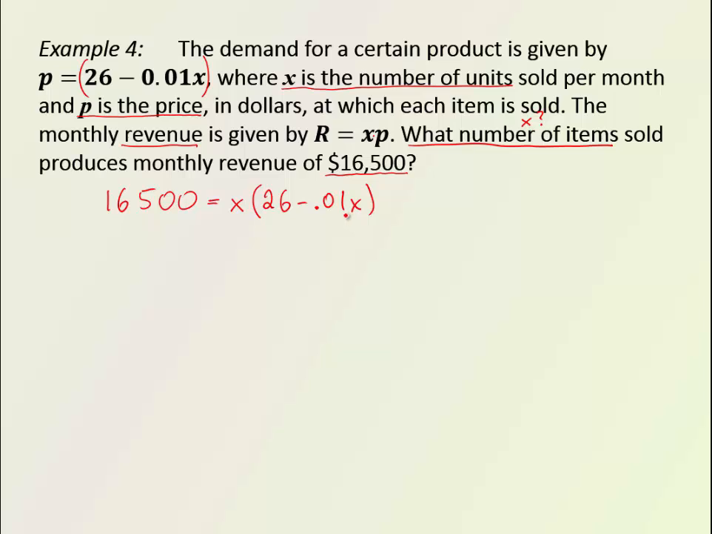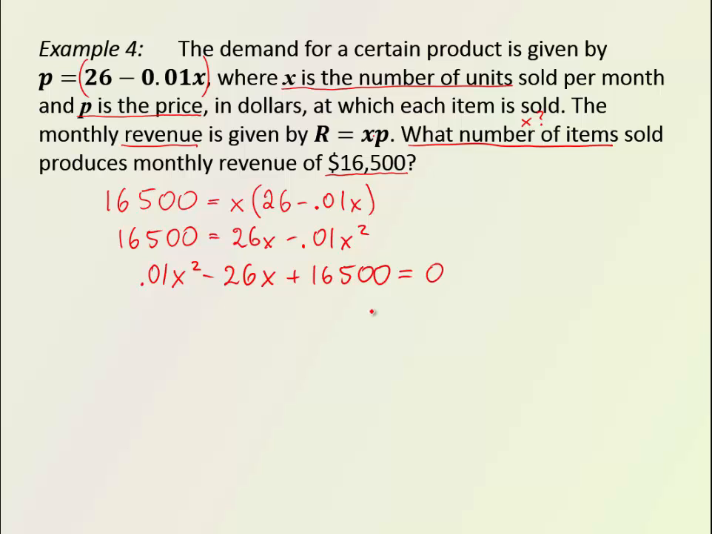The first thing to solve such a quadratic equation would be to multiply through the bracket and arrange all the terms in decreasing order of exponents. So we have here 26x minus 0.01x squared equals 16,500. If we move the x's to the left, then we end up with 0.01x squared minus 26x plus 16,500 equals 0. So we have a typical quadratic equation, and because the coefficients are not very friendly, we are going to use the quadratic formula to solve for the roots.